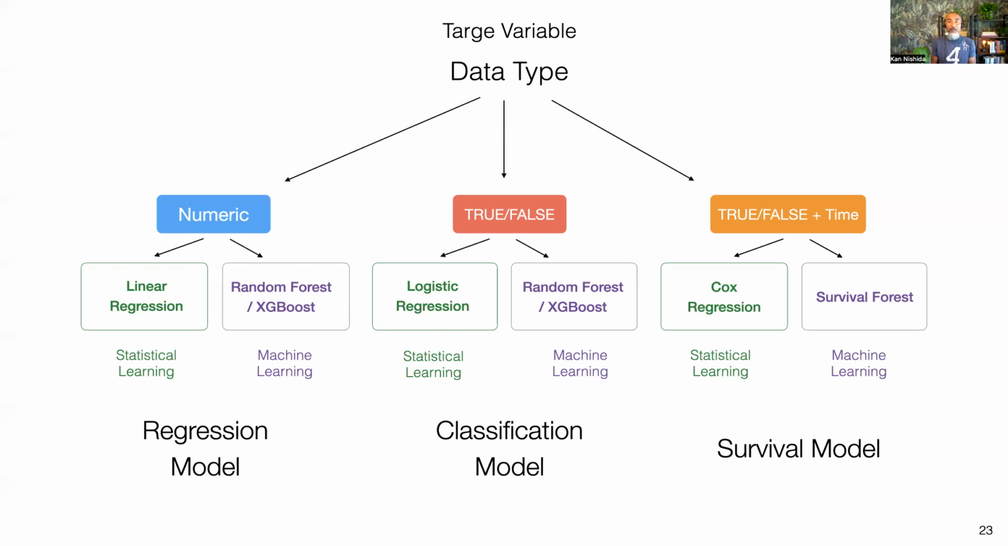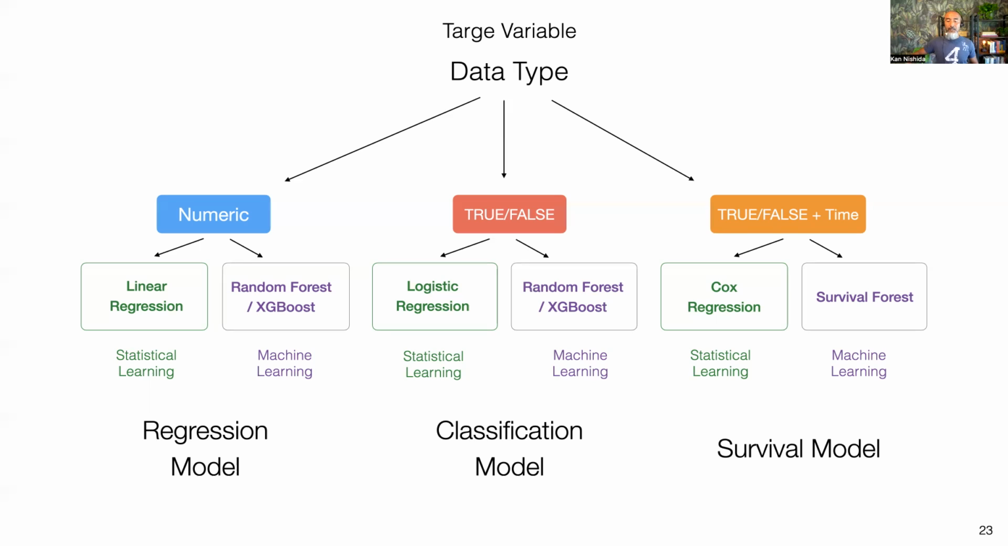If the target variable is something like the conversion, like we saw, so it can be true or false, then go to the center, and if you want to go with statistical learning, then logistic regression. If you want to go with machine learning, random forest, XGBoost, and so on.